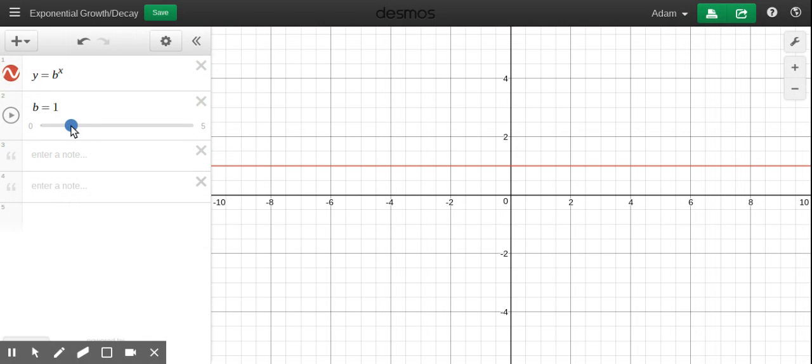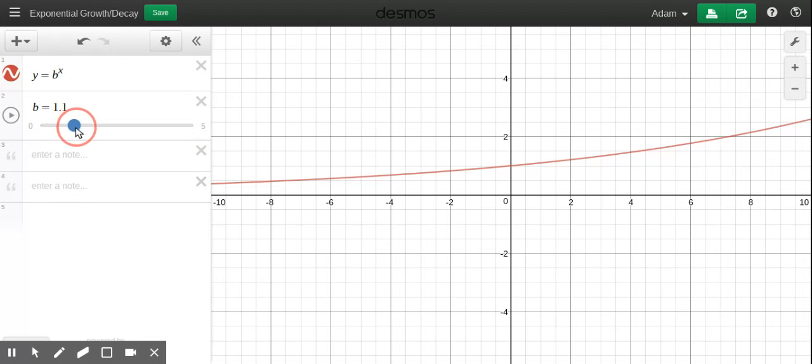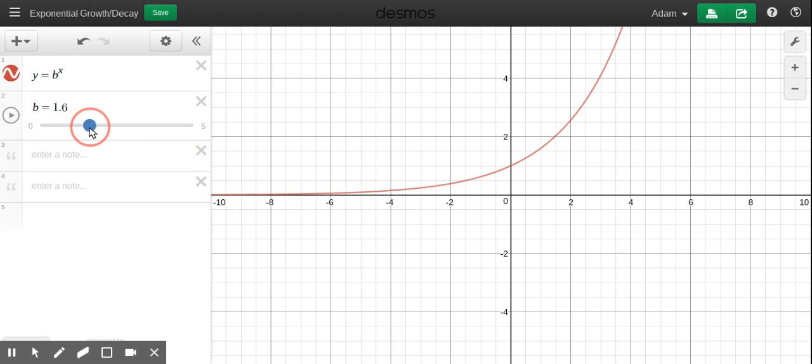But if we change this, if I grab b and make it bigger, so here's 1.1, 1.2, and so on, notice that as we read left to right, it gets bigger, it increases. And if I keep making b larger, notice that the growth becomes steeper. It becomes less like a line and really increases sharply over here.